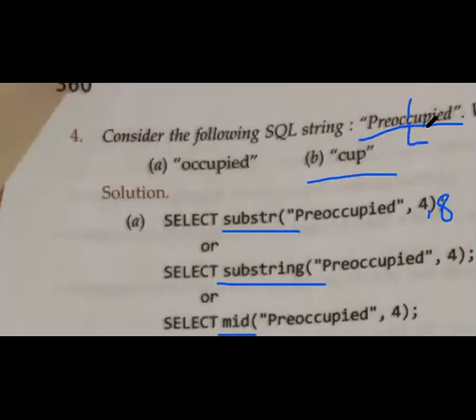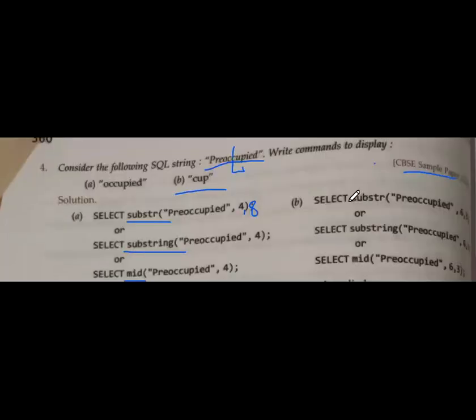Then we want 3 characters. So it will be 6 comma 3. Remember this thing. It will be 6 comma 3. You can use either substr or substring or mid. Remember here we cannot use left or right because this string is present at the center. So therefore left and right will not work in this particular case.